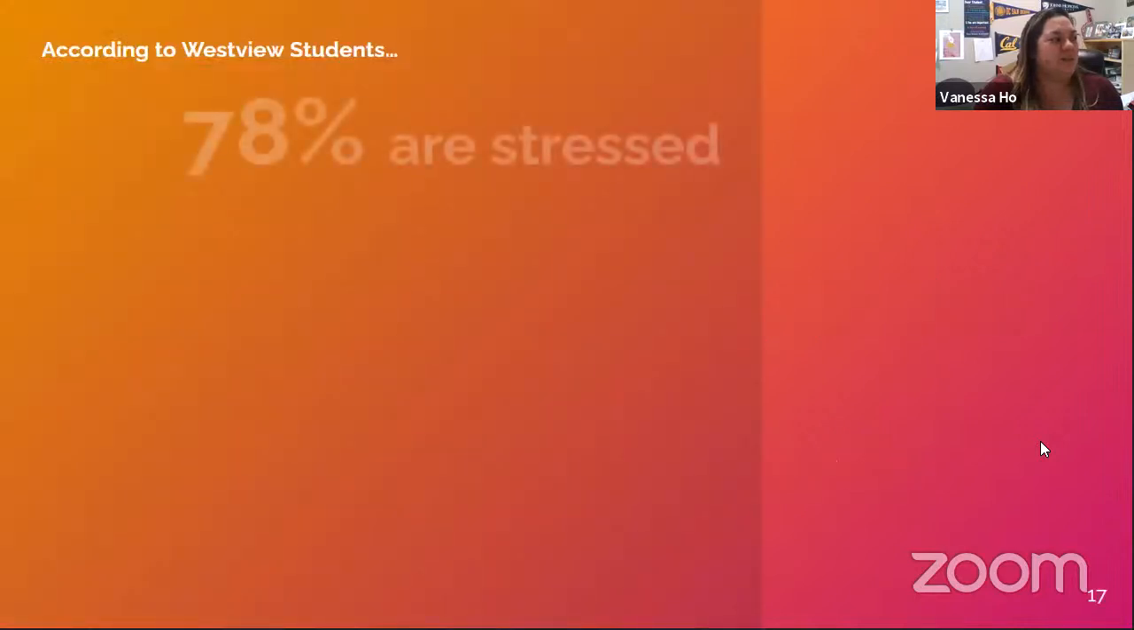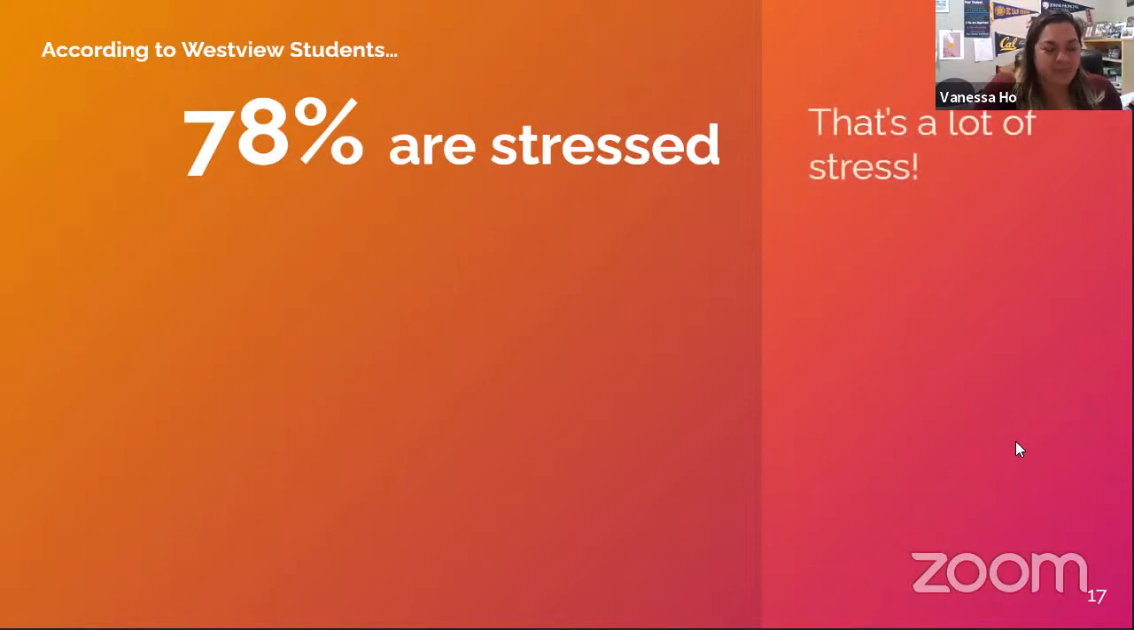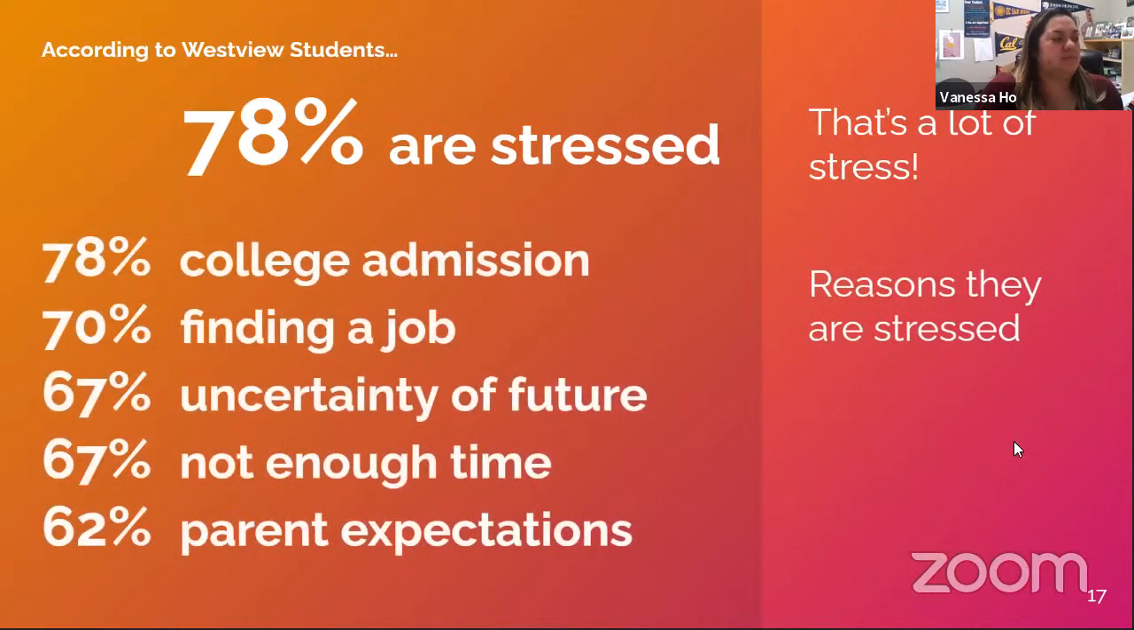So it's also important that we look at what our students are saying. So I believe it was last year, potentially the year before, we surveyed our students, we do this every year, and one of the questions we asked is whether or not they were feeling stressed. And 78% of our students did indicate that they were stressed. When we asked them why, they said this. 78% of them said that it was because of college admissions. They were nervous about getting into college. 70% were worried about finding a job. 67% uncertainty of their future. 67% they didn't have enough time, and then 62% felt like their parents set really high expectations for them.